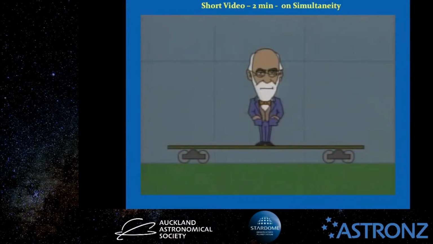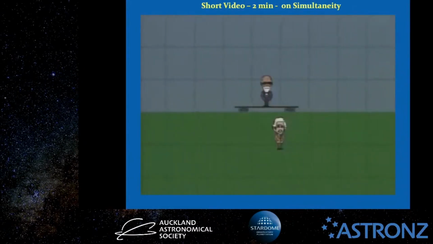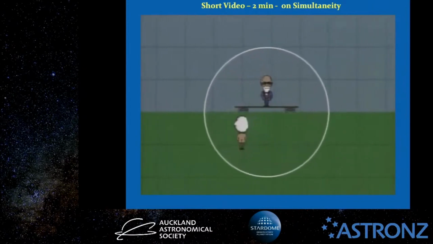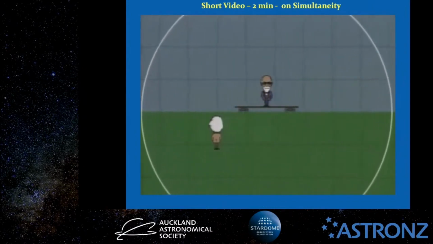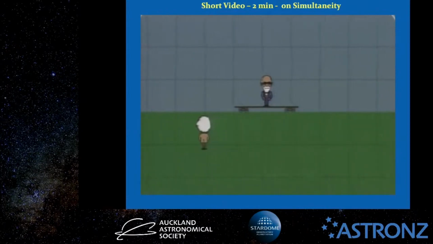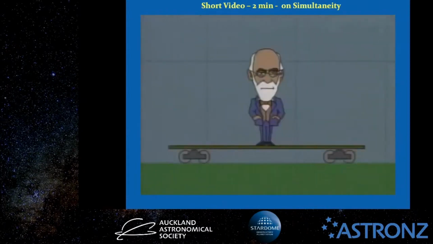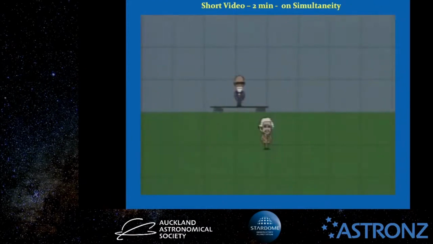Since each measures the speed of light relative to himself, each believes correctly that he is always at the center of that expanding sphere, even though they themselves move farther and farther apart. How can two people in different places both be at the center of the same sphere?